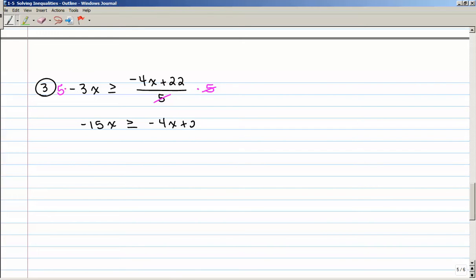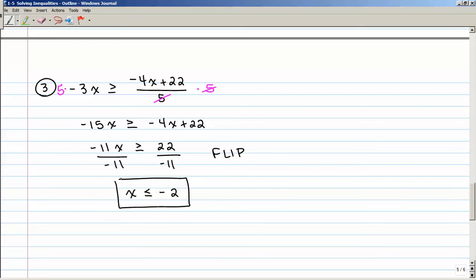Equals negative 4x plus 22. Now, adding 4x to both sides is going to give me a negative 11x is greater than 22. Now, when I divide both sides by a negative 11, that means a flip, because the number that I'm dividing by is a negative number, so x is less than or equal to a negative 2. And graphing that, negative 2, negative 1, negative 3. Since it's a less than or equal to, solid dot, going in the less than direction.